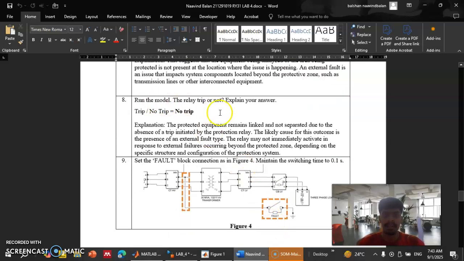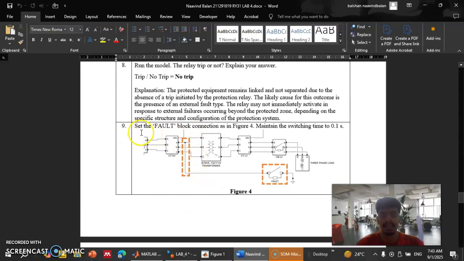Once the model is run, there will be no trip, so the protected equipment remains linked and not separated, due to the absence of a trip initiated by the protection relay. The likely cause or outcome is the presence of the external fault type. The relay may not immediately activate a response to a fault occurring beyond the protected zone, depending on the specific structure and configuration of the protection system.